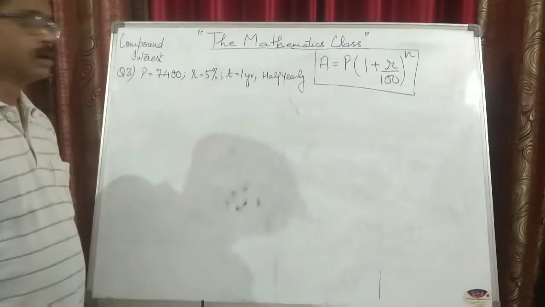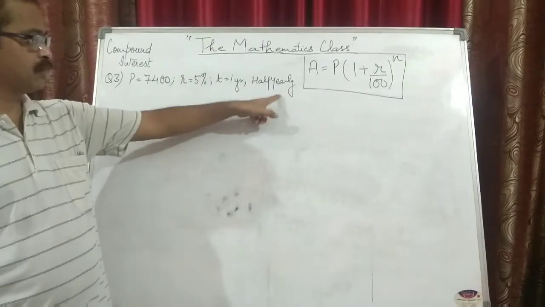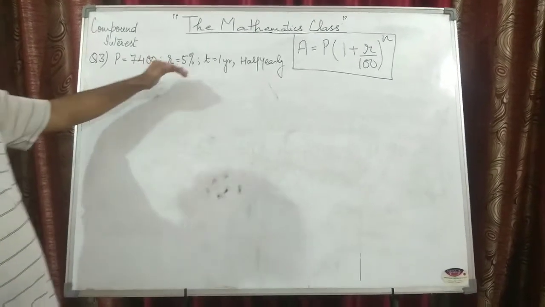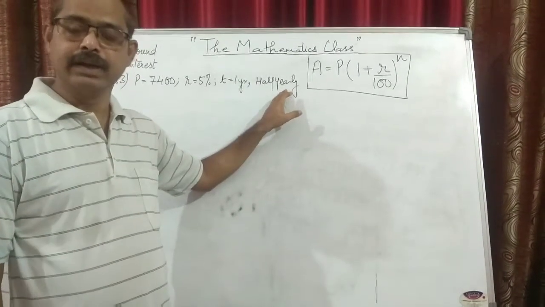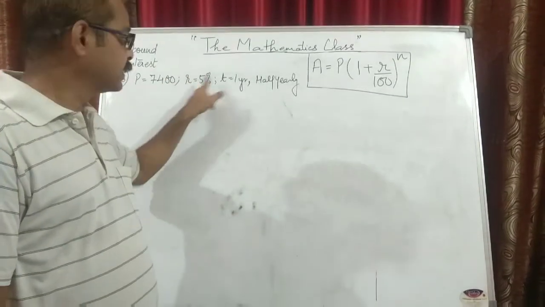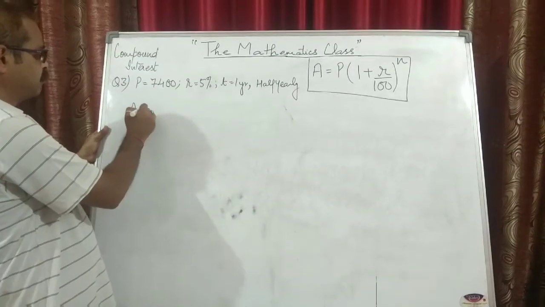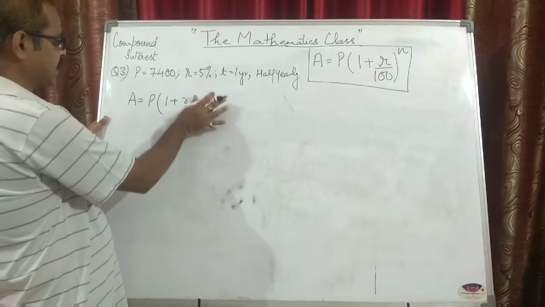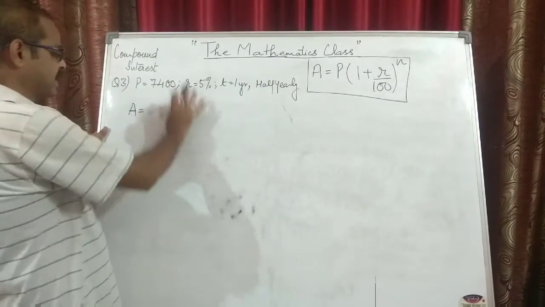Let's do the questions. Now in the third question, when the interest is compounded half yearly, find the amount if principal is 7,400, rate is 5%, time is 1 year. We know that if the interest is compounded half yearly, then rate becomes half, time becomes double. So A is equal to P into (1 plus R upon 100) to the power n. This is the formula that we are using.